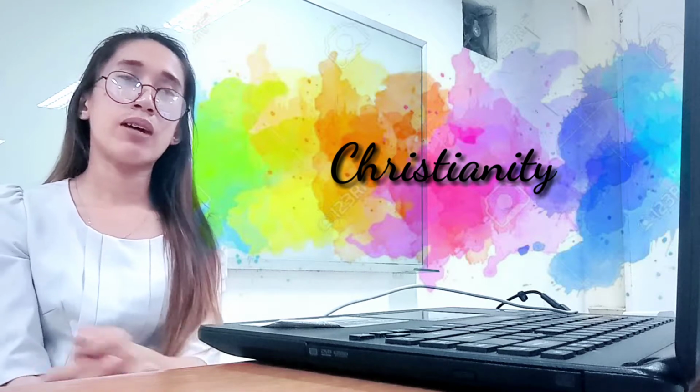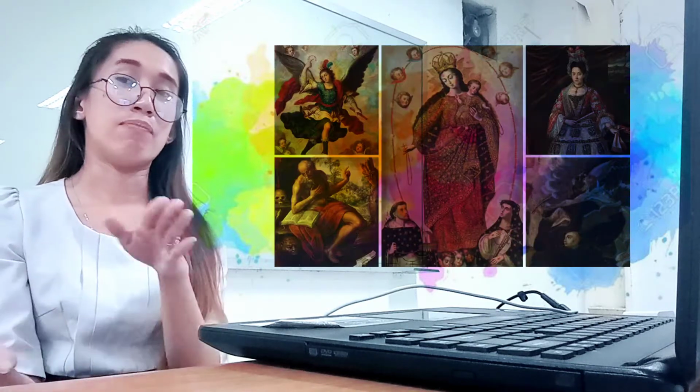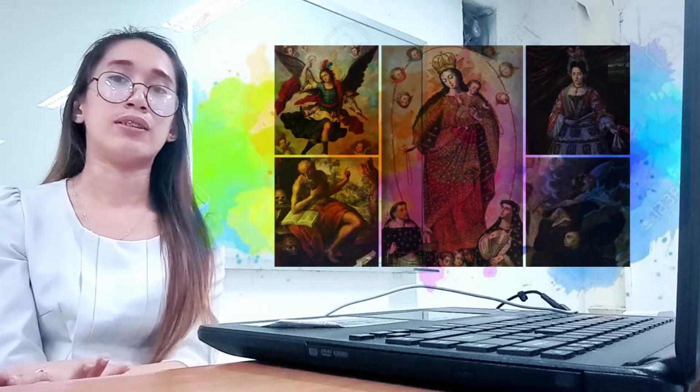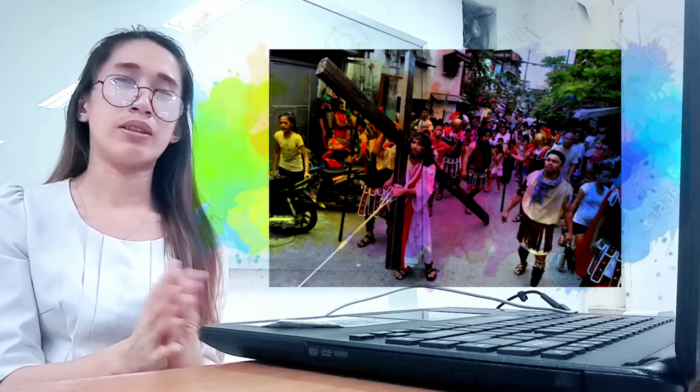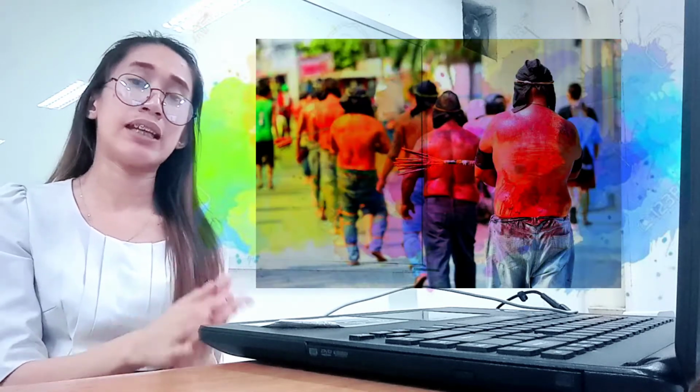Since there was a barrier in communication, we have the saints, for sure in houses there are even altars. In terms of music, there is the pasyon or pabasa during Semana Santa. In terms of theater, there are the sinakulo, the Passion of the Christ, penitence, and crucifixion. That is what people in the Philippines do during Semana Santa.